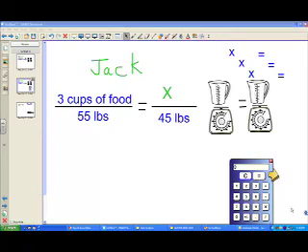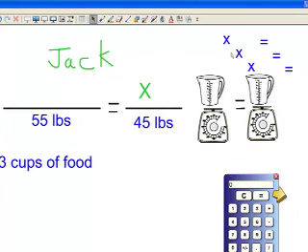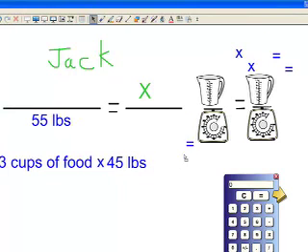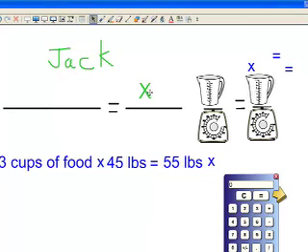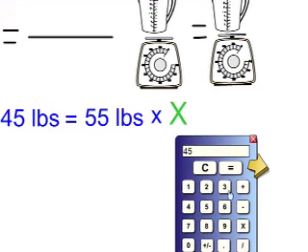There are many different ways to solve Jack's problem, but let's look at one using cross multiplication. I'm going to take my 3 cups of food. I'm going to multiply that times 45. It's going to be equal to 55 times my x. What I'm going to do is I'm going to multiply 3 times 45 is equal to 135.